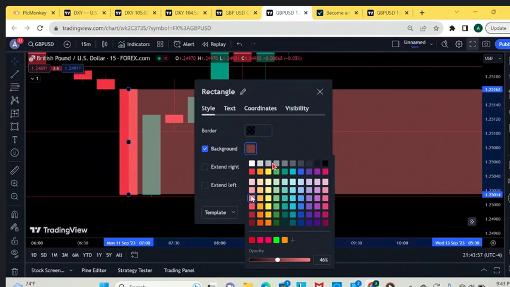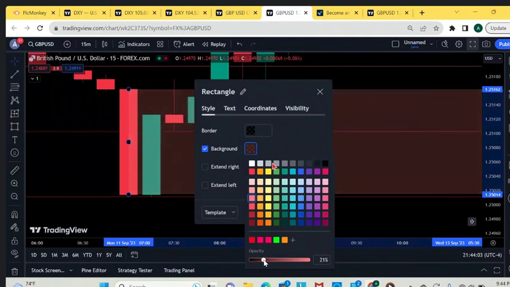Exactly. So go ahead and make that red a little lighter. We want to see it, but barely see it because we still need to see the candles. Yeah, like right there. Boom. Now go ahead and zoom out.